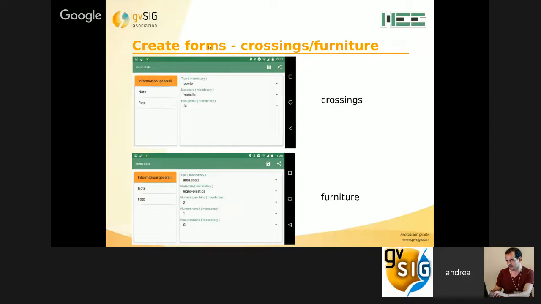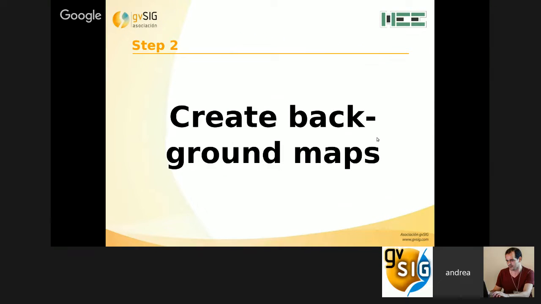Just to complete, the other 2 forms look kind of like that. It's the crossing and furnitures.